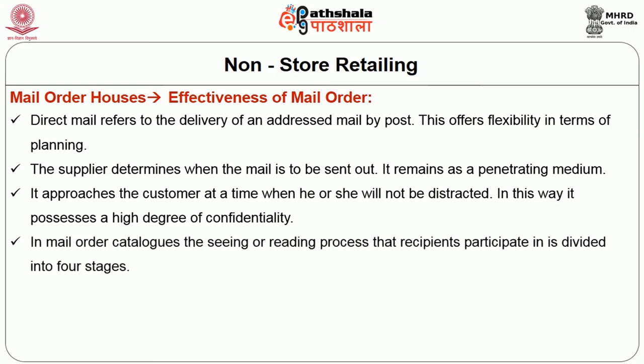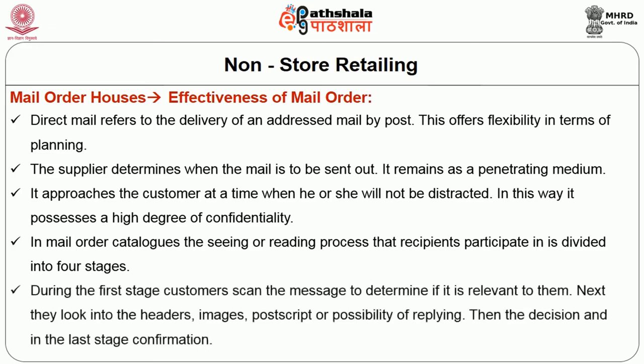In mail order catalogs, the seeing or reading process that recipients participate in is divided into four stages. At the first stage, the customer will see the message and determine whether it is relevant to them. The next step will be the headers or the images or the postscript. The third one is decision making, and the last one is the stage of conformity.